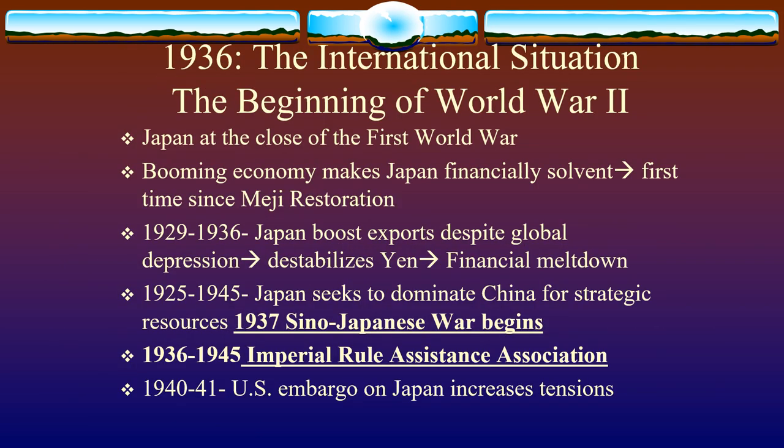The first country that we're going to talk about in terms of this pattern is Japan. When we talk about a nationalist militarist party getting into power, Japan is really the first one that actually makes that happen. And so, here we go. So the first bullet point there: Japan at the close of the First World War.